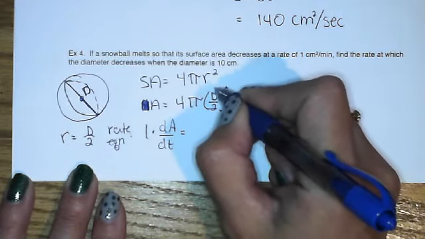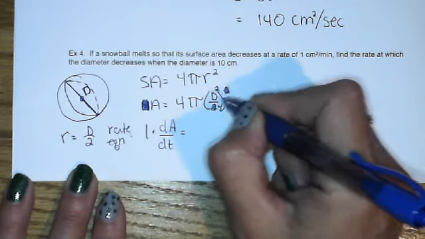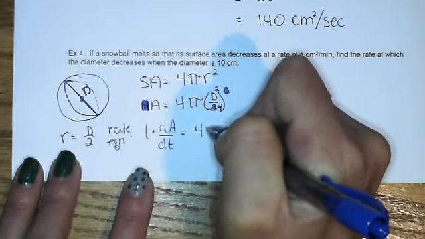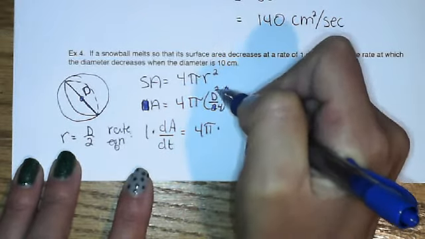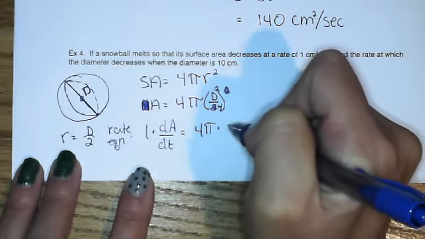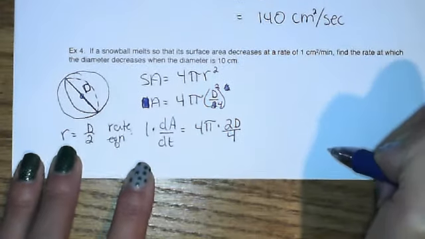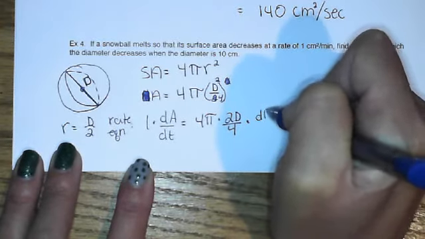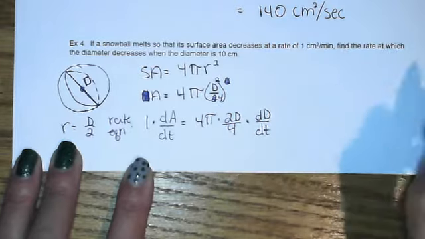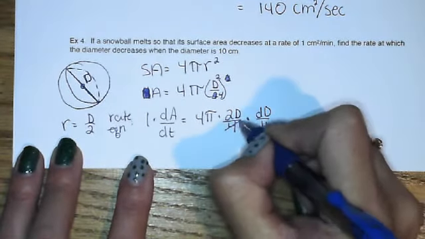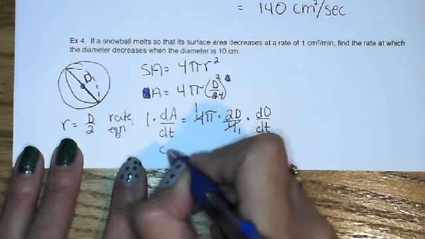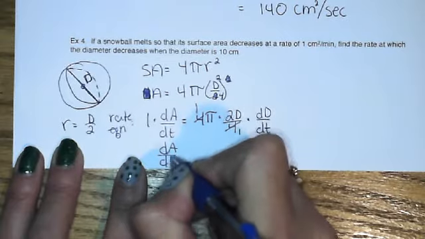Oh, I probably should take care of this, though. I'll make this d squared over 4, so then I don't have to do a little power rule here. d squared over 4. Then it'll be a little bit easier. So it'll be 4 pi times, and then this will be 2d over 4 times its rate, d diameter with respect to time.